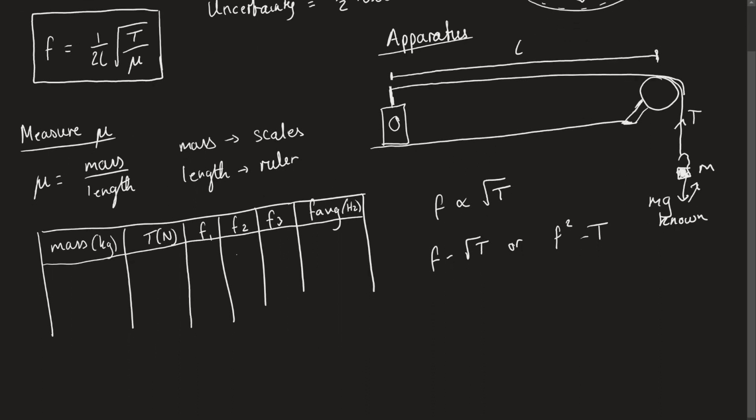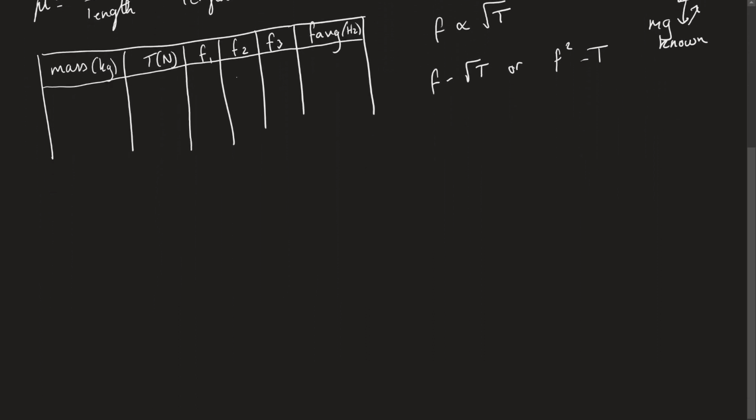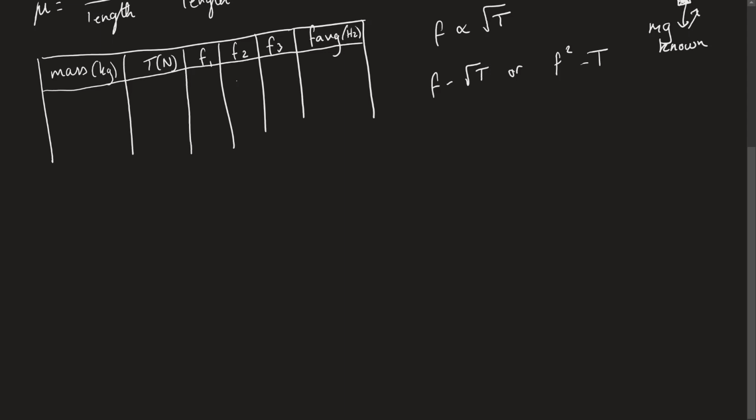So if I scroll down a bit to here, given that you know the mass, the tension, and the frequency, it's up to you whether you want to make an extra column for the square root of the tension or an extra column for f squared.